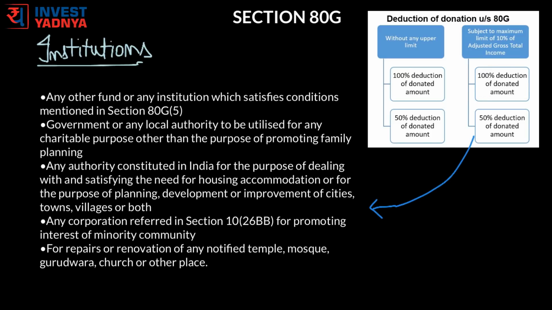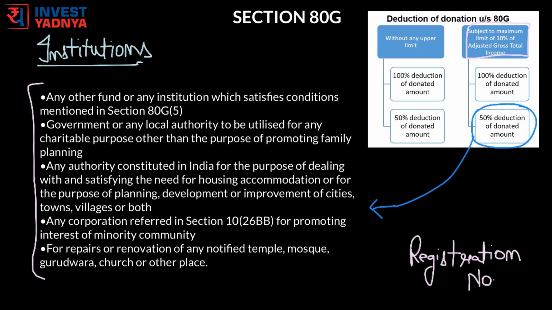Donations eligible for 50% deduction subject to 10% of adjusted gross total income are these. Please remember, trusts and institutions registered under section 80G are provided with a registration number by the Income Tax Department, and donors should ensure their receipt contains this number. This registration number needs to be valid on the date of the particular donation. If the donation is made while the section 80G registration is not valid, then the donation would not be eligible for the deduction.